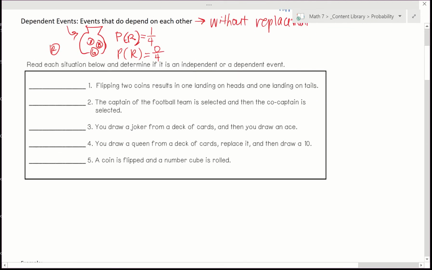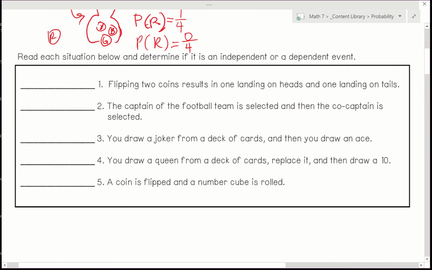So let's read each situation below and determine if it's independent or dependent. Flipping 2 coins results in 1 landing heads and 1 landing on tails. So, did the 2 coins care about each other? If the first coin landed on tails, was the second coin going to land on heads? Think about the coins themselves. If you're flipping 1 coin, does it change the outcome of the second coin, or vice versa? The answer is no. They don't care about each other. So it's independent. They don't depend on each other.